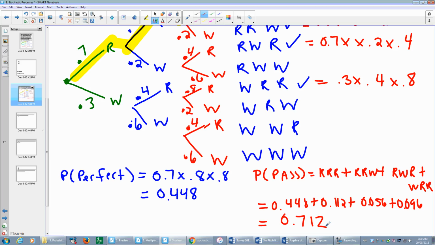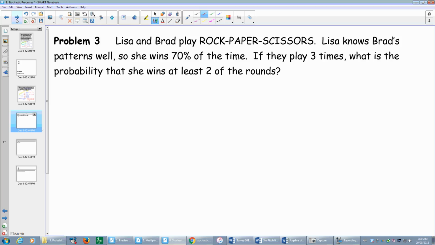Any questions with that, setting up the tree diagram? Okay, going to the next problem.